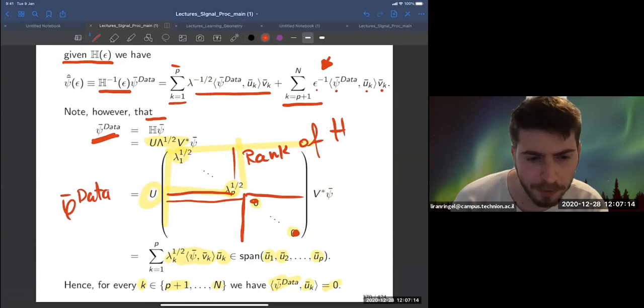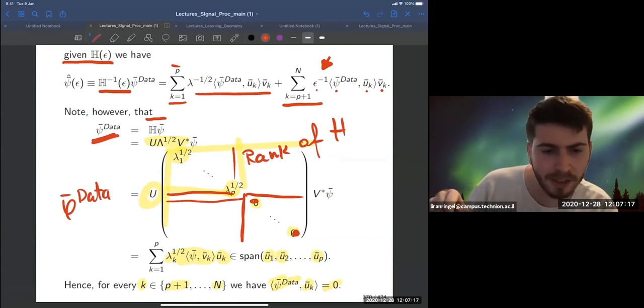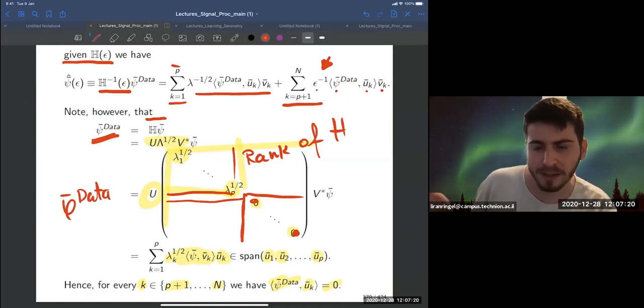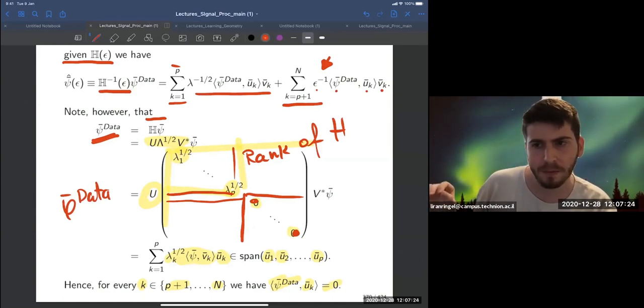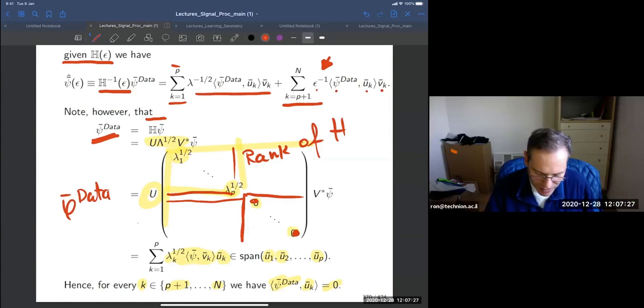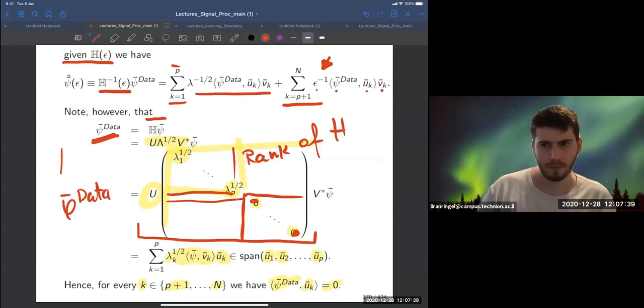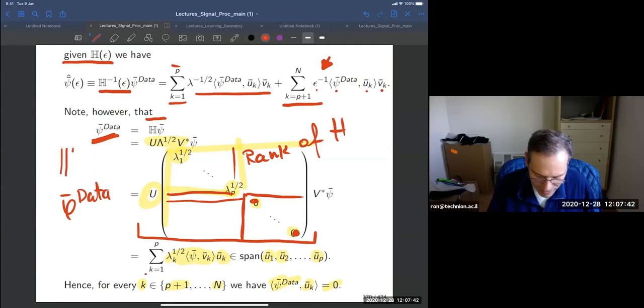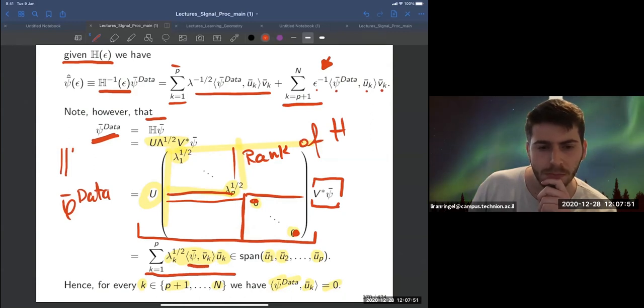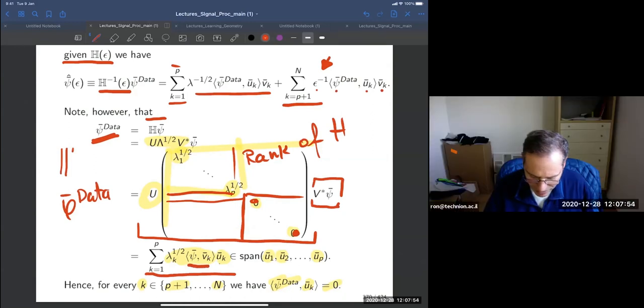The question is, why for any, the last sentence in this slide, why for any k from p plus one to n, the inner product will be zero? So let's just multiply these two matrices, okay? Okay, so what happens is that, now I need to think about it. What happens is that I have my u's. Oh, well, you agree with this notation? This is an explicit version of writing. This is the inner product of v. Yeah. Okay, so this is the inner product. And then each of these coefficients is multiplying uk, a specific uk, by a specific lambda i.